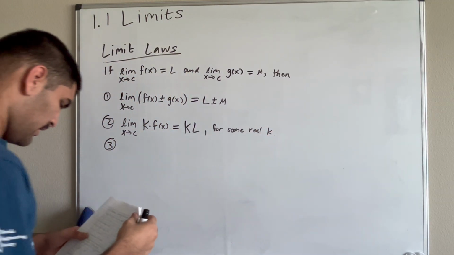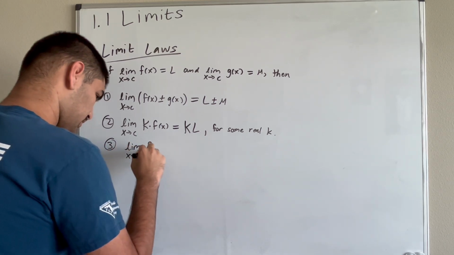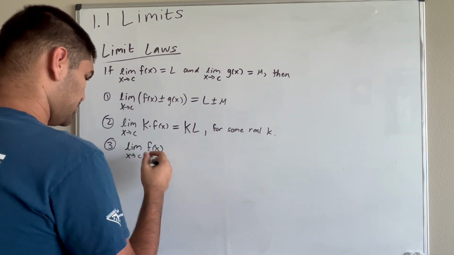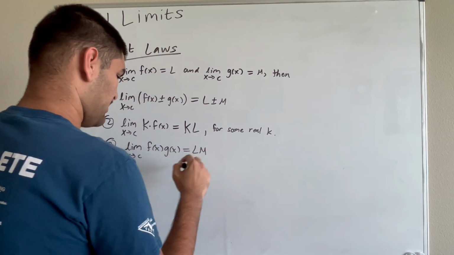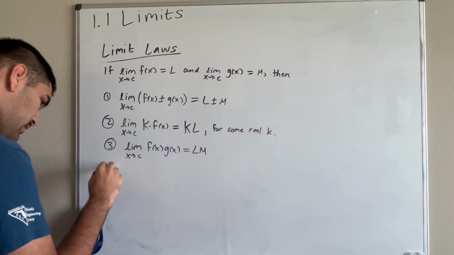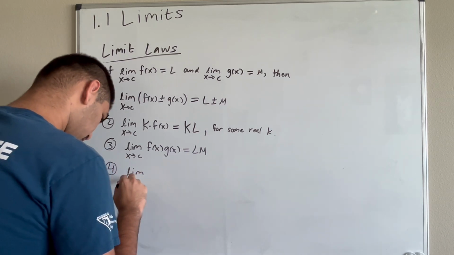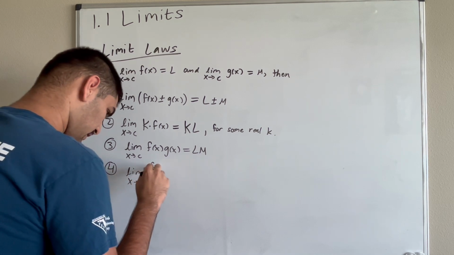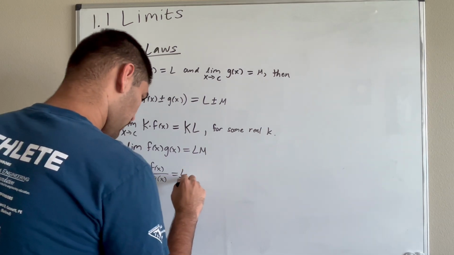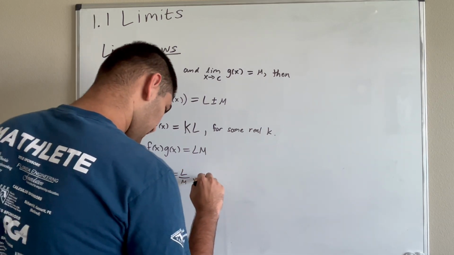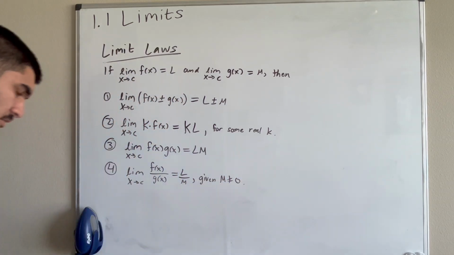Number 3, the limit of the product. The limit as x approaches c of f of x times g of x is simply equal to L times M. Number 4, the limit of the quotient. The limit as x approaches c of f of x over g of x is equal to L over M, given that M is not equal to 0.